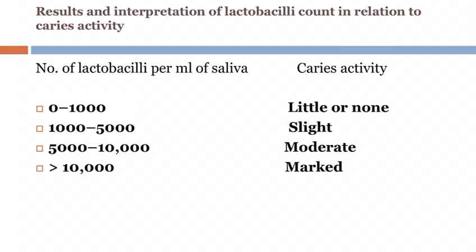The result and interpretation of Lactobacillus count in relation to caries activity is as follows. If the number of Lactobacillus per ml of saliva is from 0 to 1000 colonies, the caries activity is recorded as little or none. If the count is from 1000 to 5000 colonies, the caries activity is recorded as slight. 5000 to 10,000 colonies per ml of saliva gives the reading as moderate. If more than 10,000 colonies are formed, the caries activity is recorded as marked.